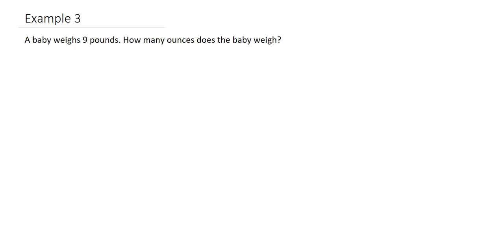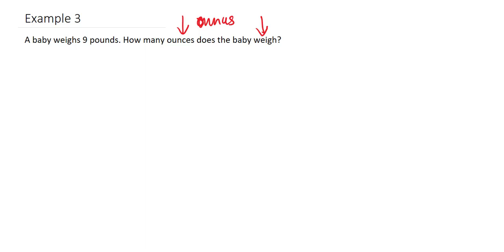Example 3. A baby weighs 9 pounds. How many ounces does the baby weigh? Well, in the last example, we saw ounces used as, it's like the worst handwriting, but ounces used as a volume. Like how much do we need of a certain thing? So that was measured in volume. Now we're dealing with weight. So ounces is a weird thing. It can either be a volume or it can be a weight. So in this example, it's weight.